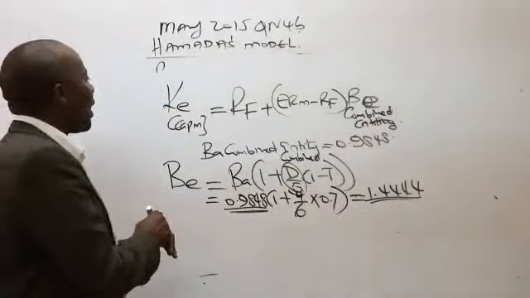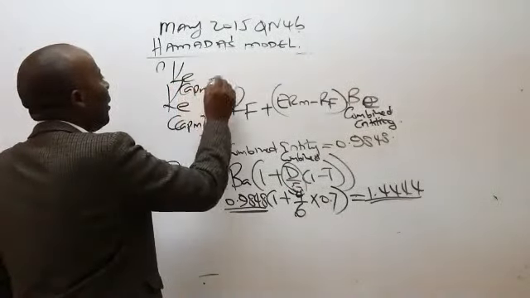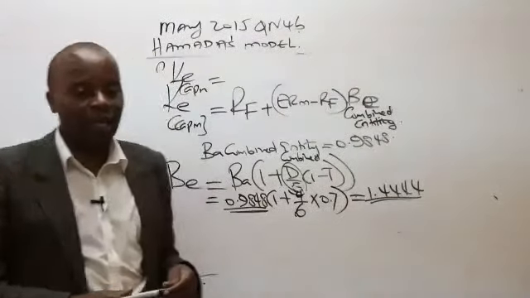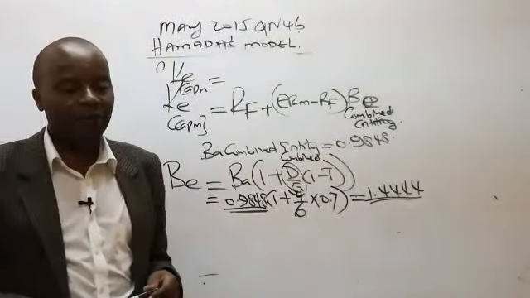So in short, I'm supposed to say cost of equity, CAPM, equals risk-free. Is there anybody who is able to see the risk-free rate of return?